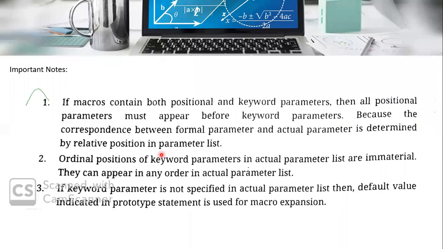Now because the correspondence between formal parameter and actual parameter is determined by the relative positions in the parameter list. The second thing is that the ordinal position of keyword parameters in the actual parameter list is immaterial.